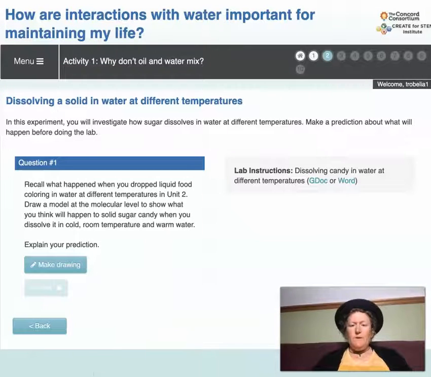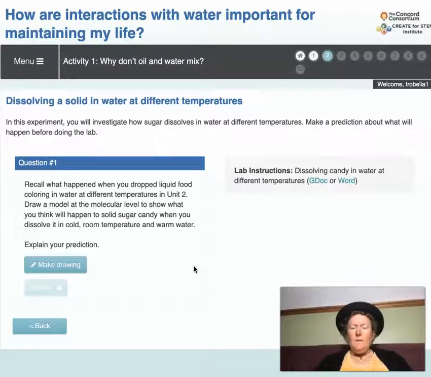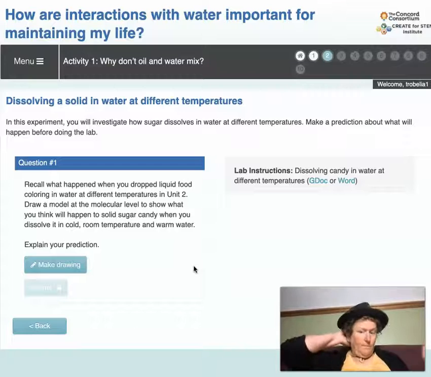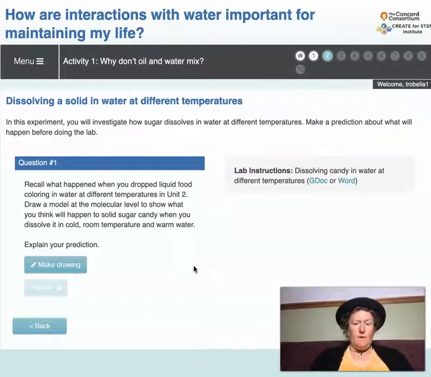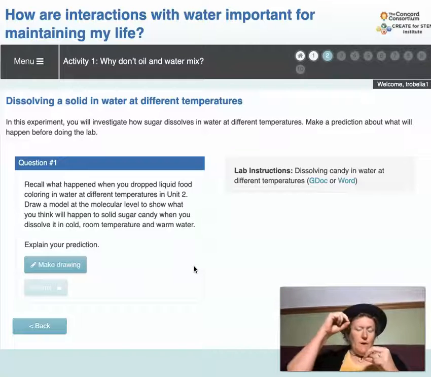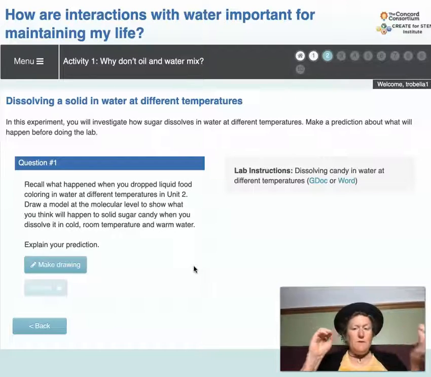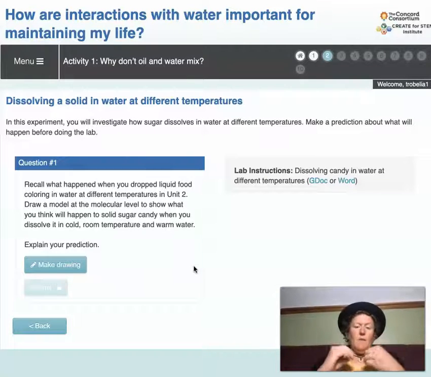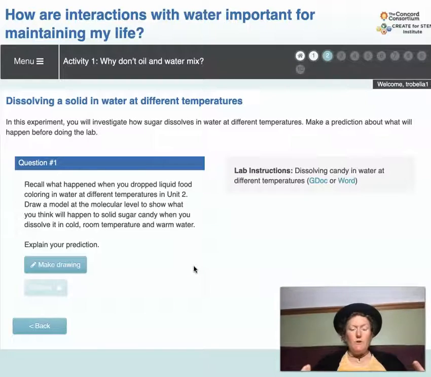So in class, we looked at how liquid food coloring dropped in water at different temperatures spread out. When we used liquid food coloring in hot water, it spread out very quickly because we decided those molecules are moving faster. When we dropped food coloring in cold water, it diffused, or spread out, in the water very slowly. We decided that's because the molecules are moving much slower at colder temperatures.